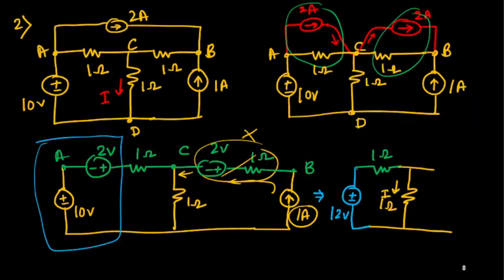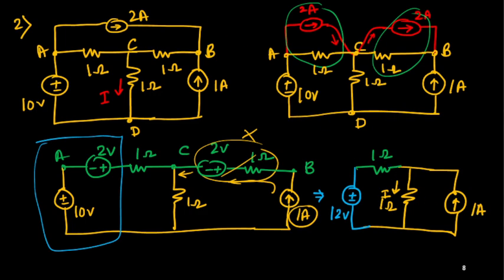Now we'll come to the original problem. We have removed this element. We are considering only this 1 ampere current source, so we'll connect it. Now we want to find out the current through this 1 ohm resistance. Now it is very simple. Again you can go for source conversion, because this is your 12 volt, this is 1 ohm, this is 1 ohm, this is 1 ohm, this is 1 ampere.